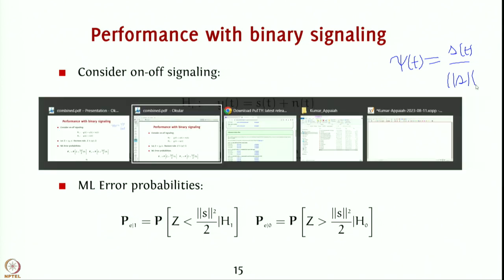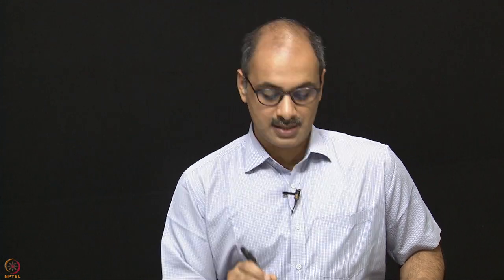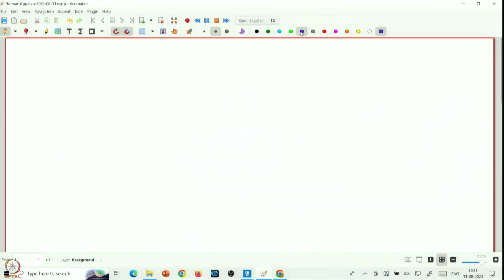So let me go to my piece of paper. Yep, so I have a piece of paper. Now what I'm going to do is work out this particular scenario and see how it pans out. So let's take the blue color. No, let's take the black color.